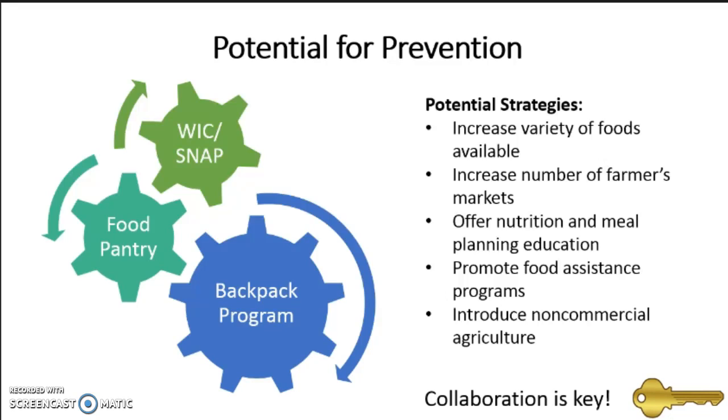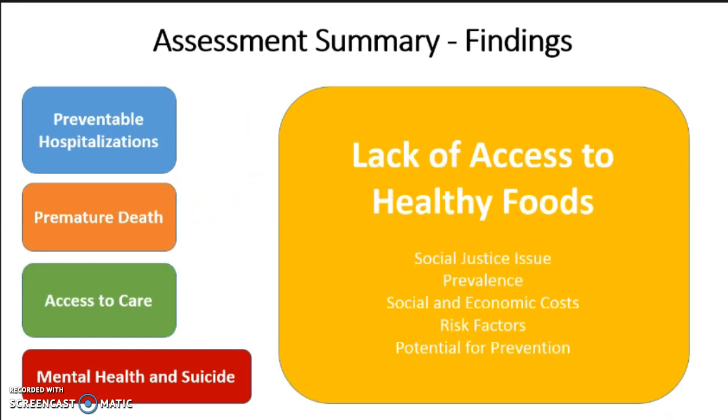Potential future strategies could include increasing the variety of foods available in the community, increasing the number of farmers markets available in the community, offering nutrition and meal planning education, promoting the food assistance programs that do exist, and introducing non-commercial agriculture, such as community gardens, for the community residents to really get involved in. Now, with all of this, collaboration is the key to making all of these possible, but there's a very high level of potential for prevention for the issue of lack of access to healthy foods.